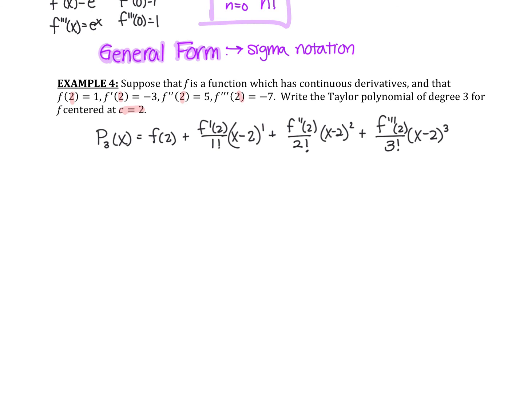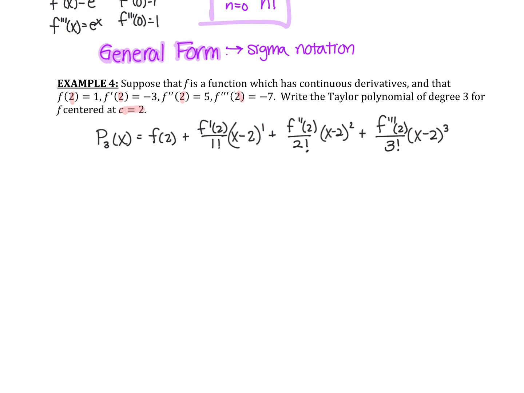A couple things you should notice when you're writing a polynomial like this. The number here, the factorials, will always match the degree. So if I'm in a 0 degree, it'd be over 0 factorial, which is just 1, so we don't write it. First degree, 1 factorial. Second degree, 2 factorial. Third degree, 3 factorial. And you'll notice also that the derivative matches the n value that we're at.